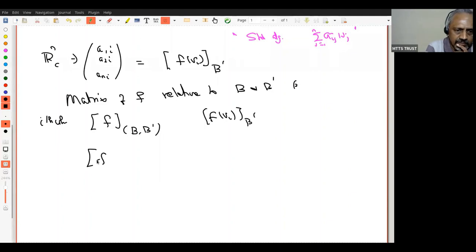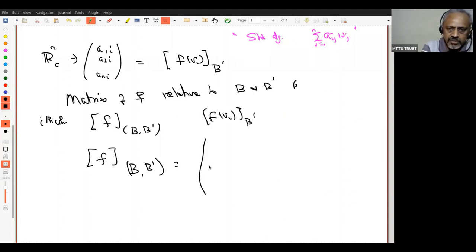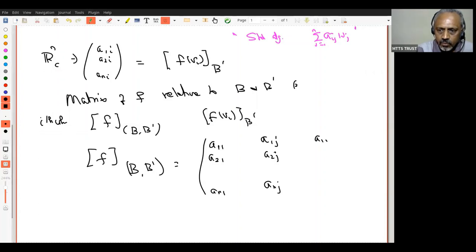Therefore, what is the matrix? The matrix of F with respect to B and B dash: I would write F of V1 as the first column. What is that? That is going to be A11, A21, AN1. And what is the second column? What is the jth column? It will be A1j, A2j, ANj. Now, how many columns are there? M columns, because V1, V2, Vm. Therefore, I have to stop at A1m, A2m, and ANm.